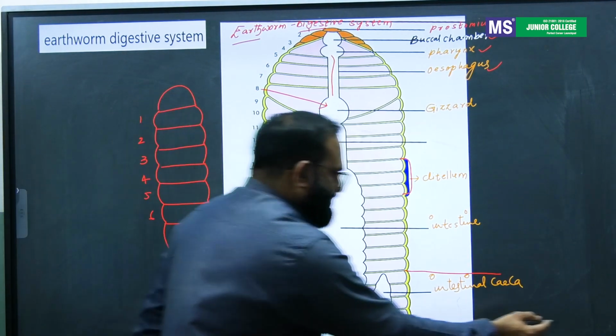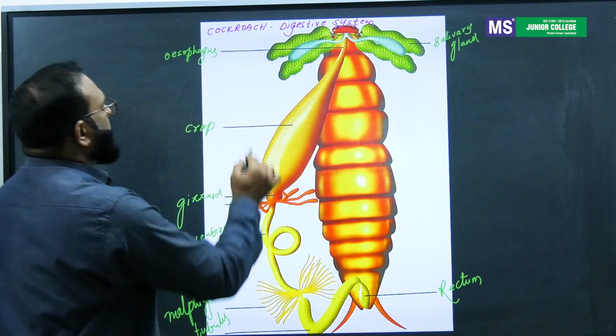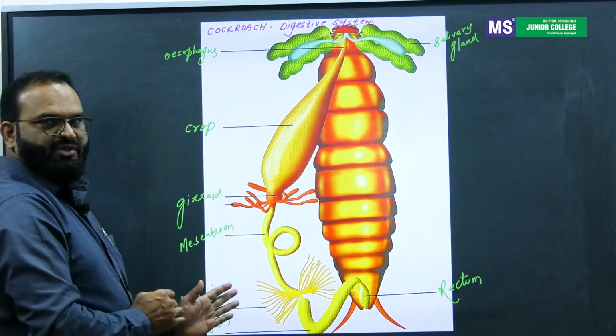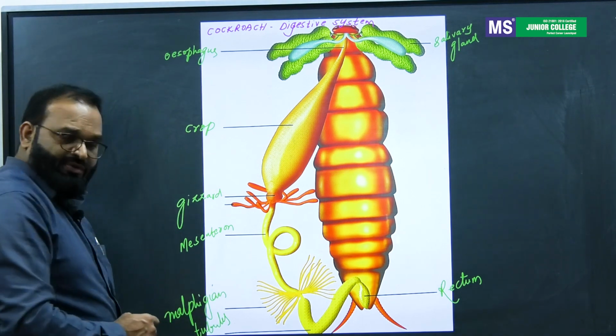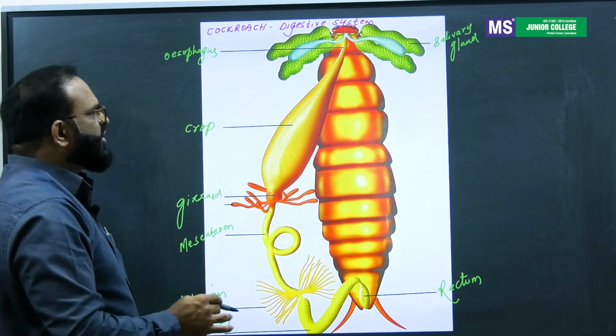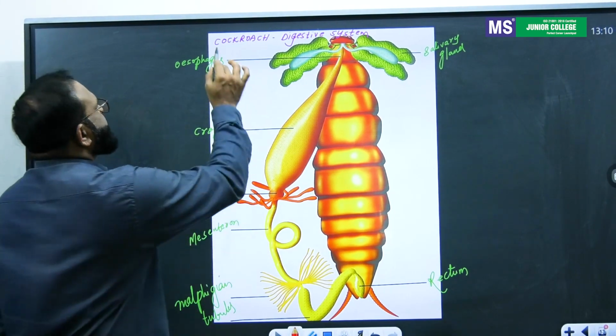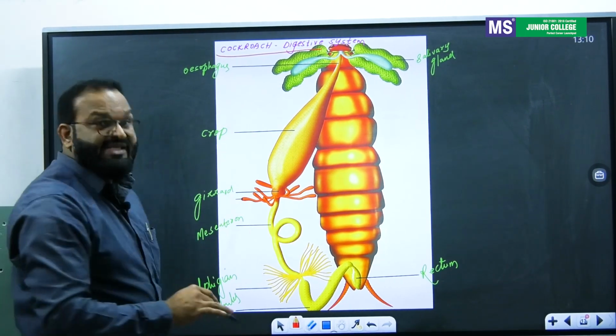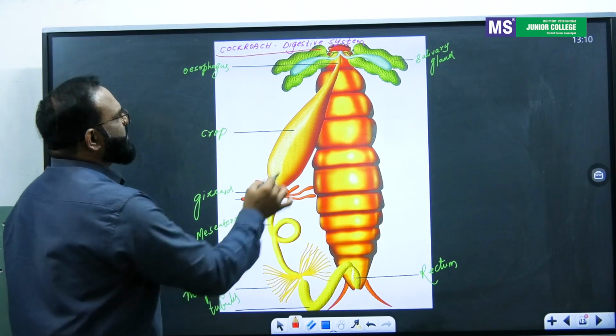Right, students. Next. The cockroach digestive system is another chart. A simple diagram. Please do practice this also. This chart will be displayed. You have to see and draw. First, you have to identify what this dissected animal is. Yes, this is the cockroach digestive system.